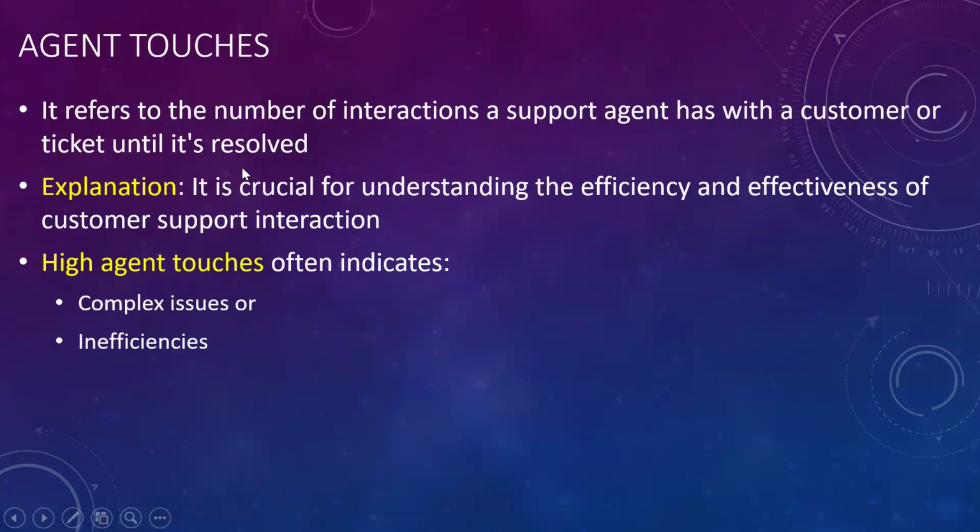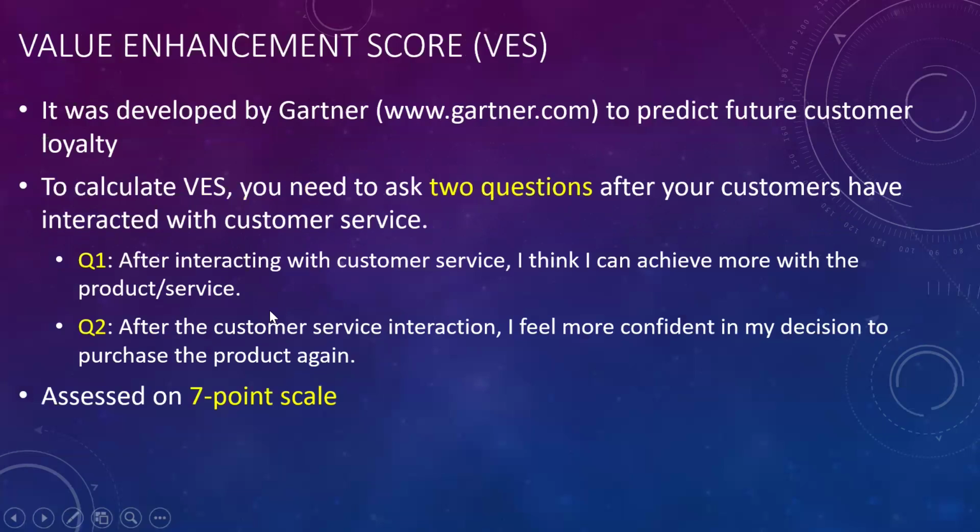Agent touches refers to the number of interactions a support agent has with a customer or ticket until it is resolved. It is crucial for understanding the efficiency and effectiveness of customer support interaction, and high agent touches often indicate complex issues or inefficiencies. Then value enhancement score, developed by Gartner. This is the website. And to calculate the value enhancement score, we need to ask two questions. These are two questions, and these are assessed on a 7-point scale.